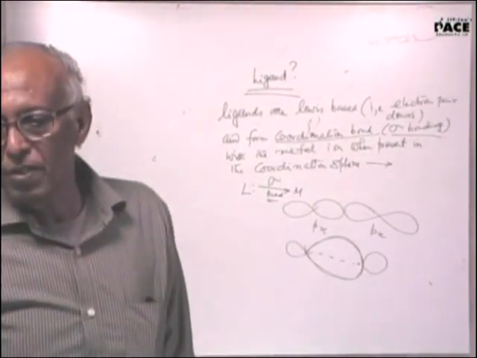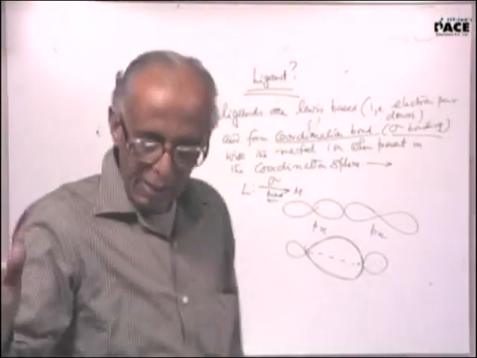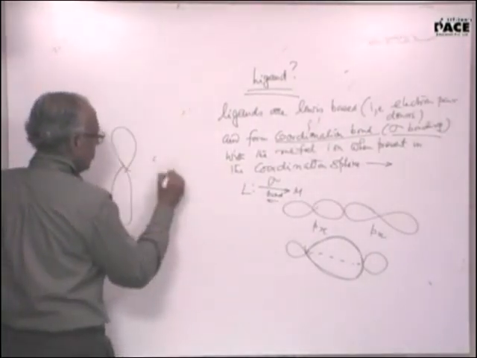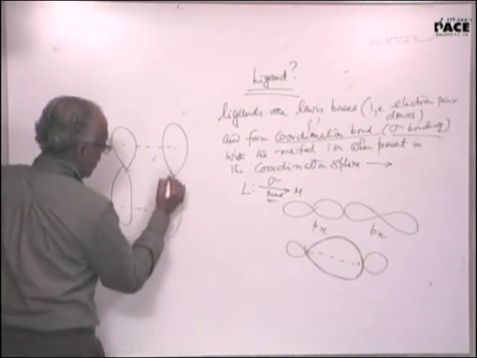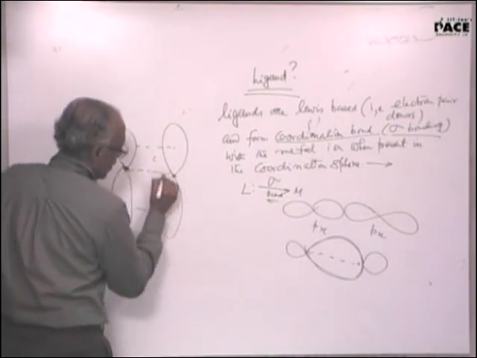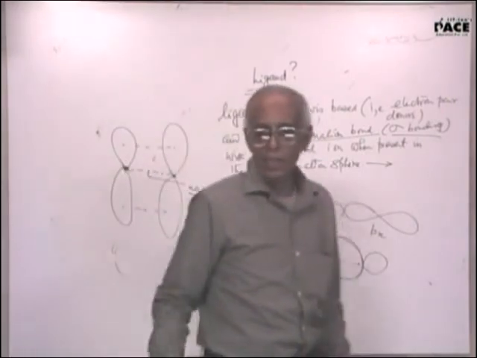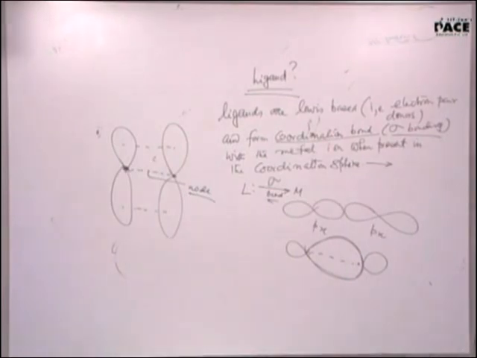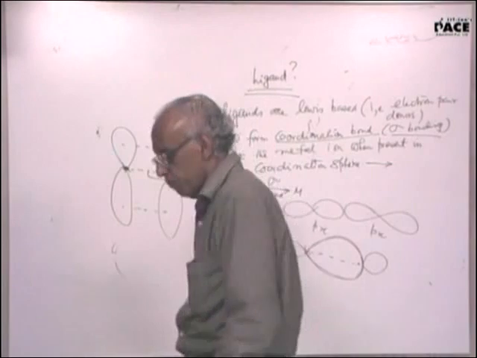What is a pi bond? The lateral overlap. Because of the lateral overlap, along the internuclear axis there is no electron density, so it represents the node.